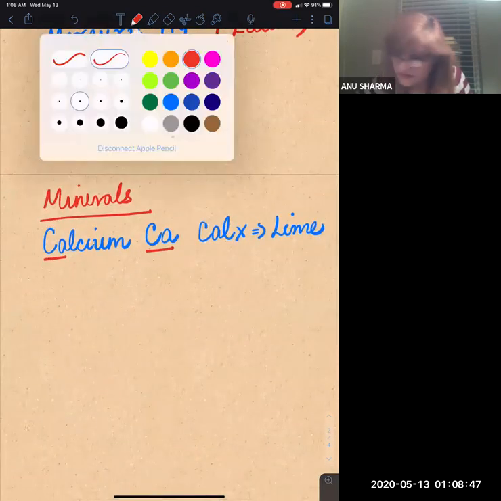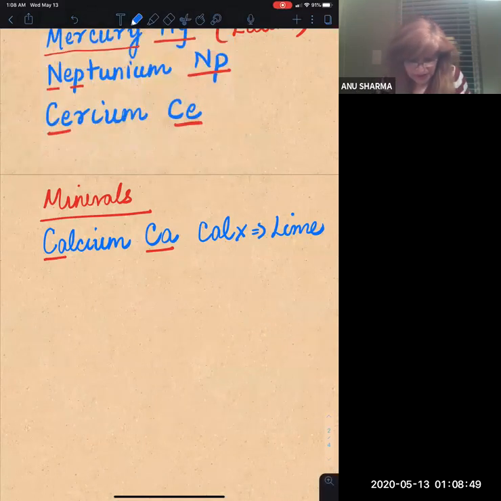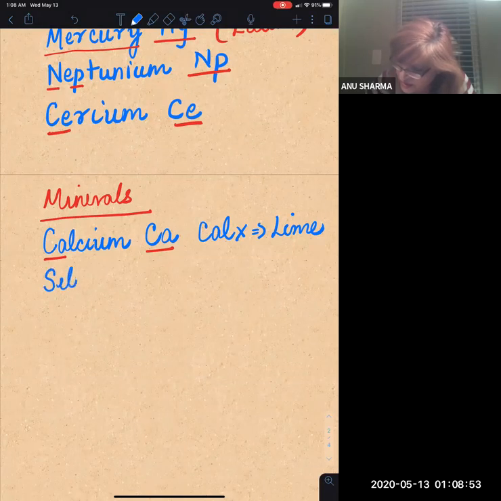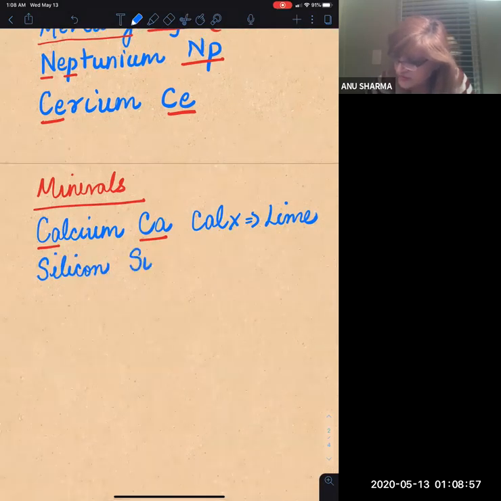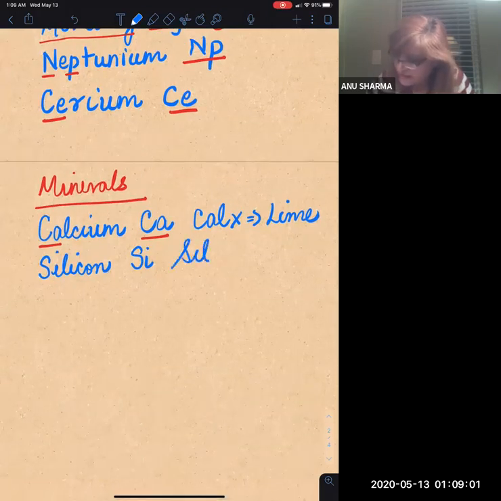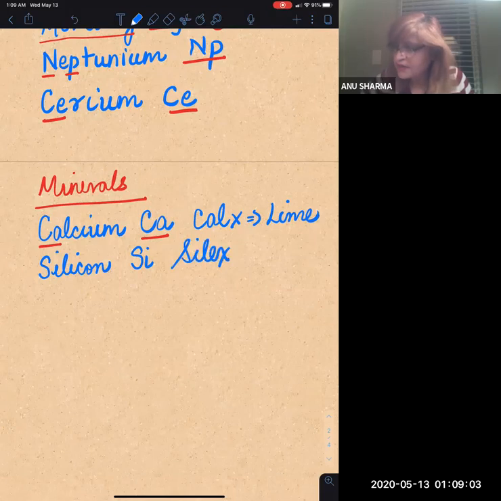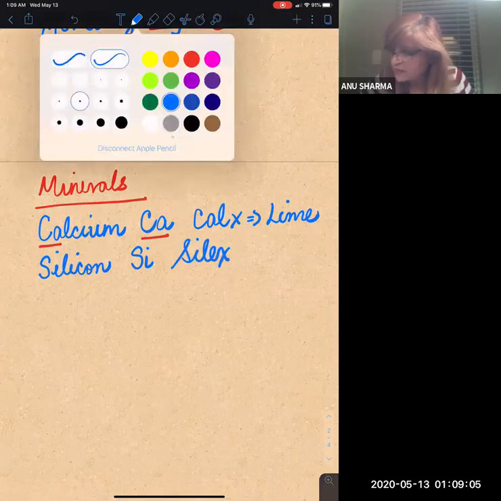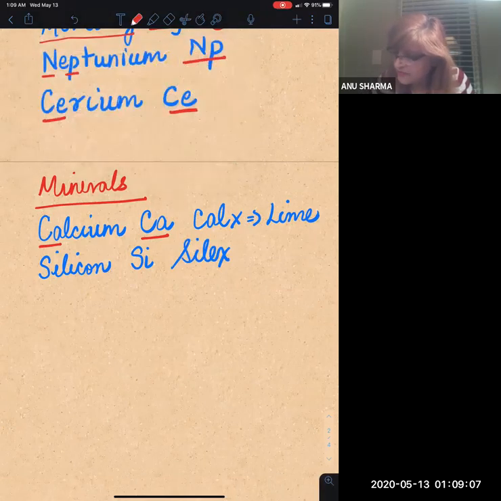Okay, next we're going to look at another one, which is Silicon. Silicon, S-I-L-I-C-O-N, and the symbol is Si, and this one got its name from silex. And again, it's a naturally occurring ore. So we have Silicon, Si.